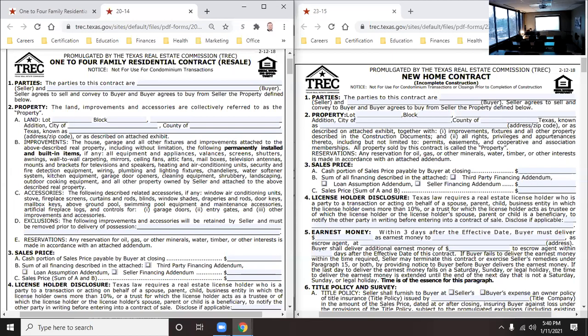Yeah, so if we go through this, we're in incomplete construction, okay? The property A looks almost identical. But what you'll notice is the part at "or as described in attached exhibit, together with improvements, fixtures, and all other" and so forth. We don't really have improvements or accessories. Yes, we have our lot and block, we have our land, but we don't yet know what improvements or fixtures are going to be included with it.